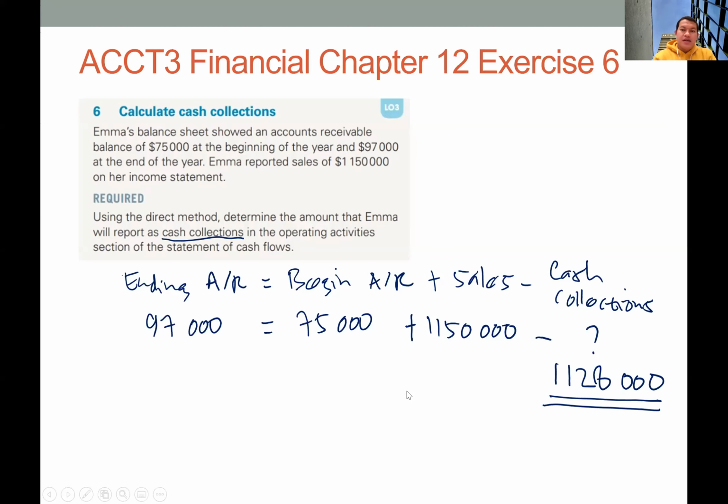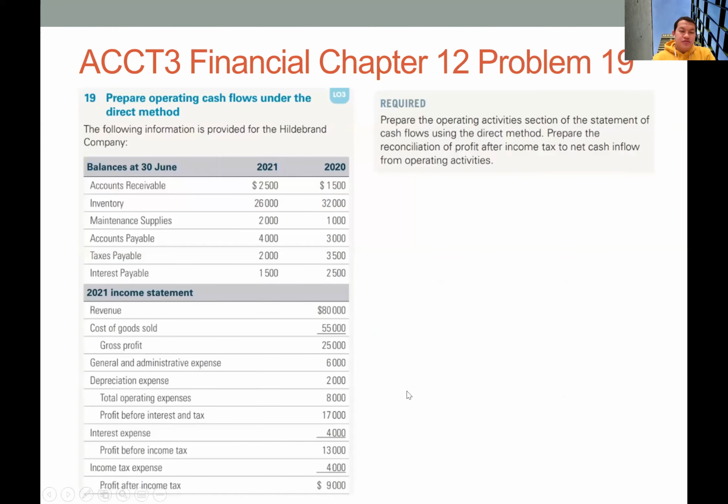No? Okay. Next, let's move to problem 19. So we have a Hildebrand company. We have some information on their balance sheet and also some information of their income statement. So the first thing that we have to learn is how we interpret these numbers, right?